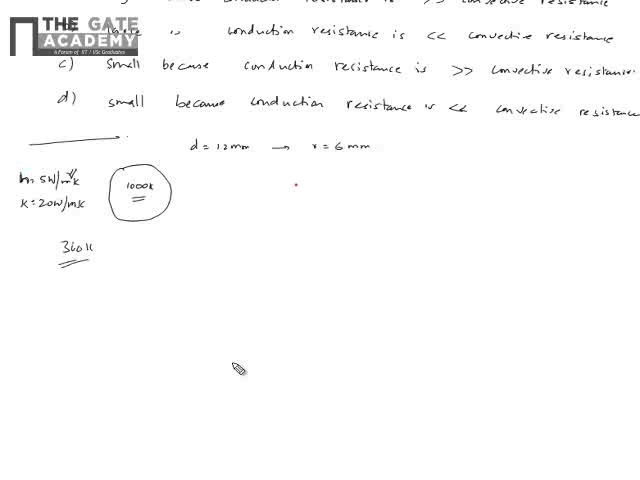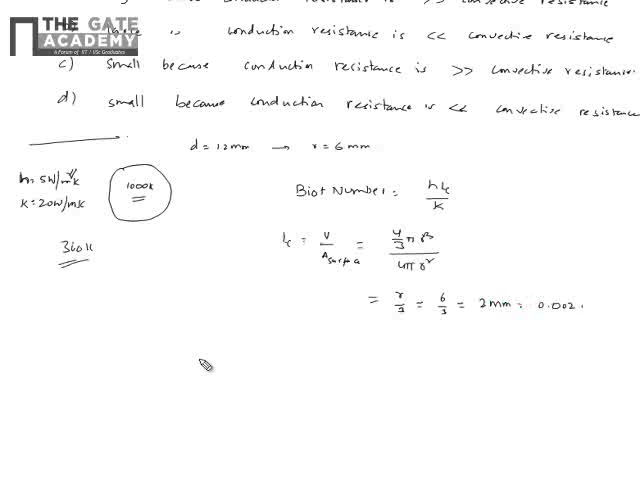So what dictates this lumped heat transfer analysis is the Biot number. Biot number is defined as h Lc by k, where Lc is the characteristic length, which is volume of the solid by surface area. Volume of the sphere is 4 by 3 pi r cube, and surface area is 4 pi r square. So based on this, we get r by 3 as Lc. That is 6 by 3, which is 2 mm, or 0.002 meters.